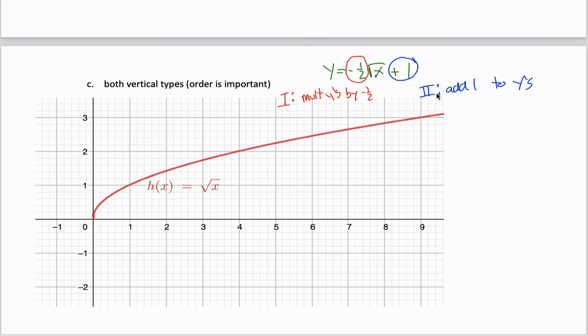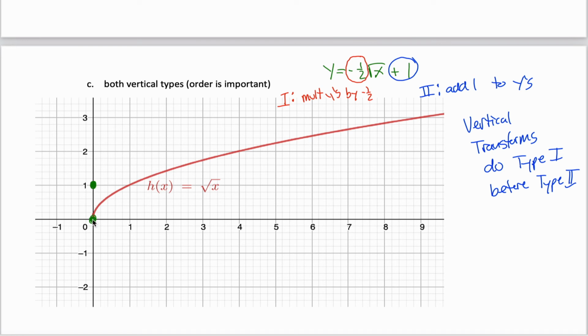So what order should we do them in? Well, based on the naming convention, you might guess that with vertical transformations, you need to do type 1 before type 2. What does that look like? Well, think about this point right here. It has a y coordinate of 0. My type 1 transformation says I should multiply that by negative 1/2. So 0 times negative 1/2 is still 0. And then my type 2 transformation says I should take that answer, 0, and add 1 to it. So that moves this point up here to 1.